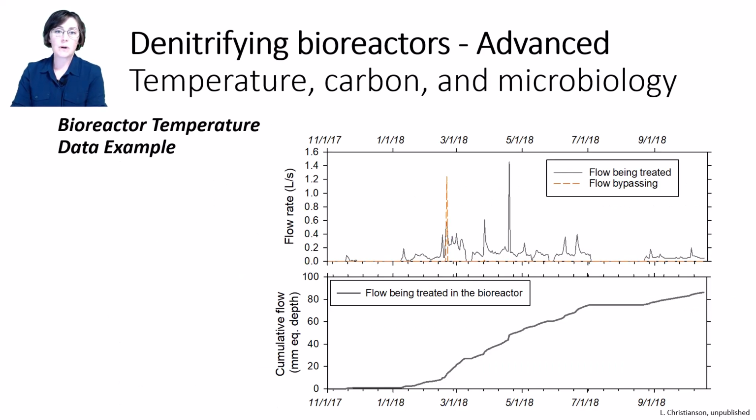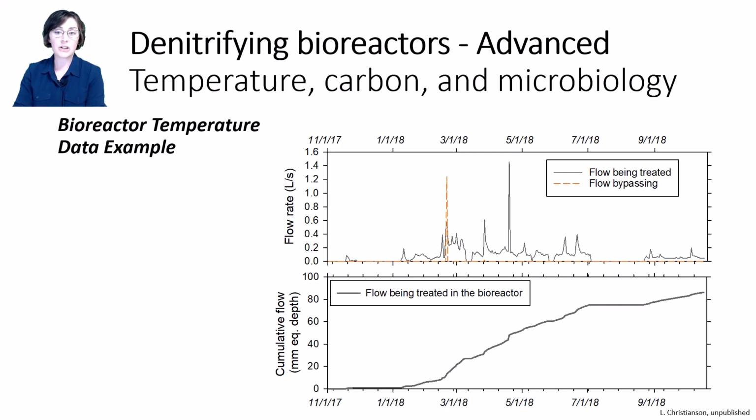I'll make one last point about water temperature by using data from one of the bioreactors we monitored in Illinois. In the top flow rate graph, you see the bioreactor is treating most of the water from the field during this spring period with only a little bit that bypassed with that little dashed yellow-orange line. That matches up with the bottom cumulative flow graph because the cumulative flow is increasing the most during those same months. The bottom line is steepest in about February to May.